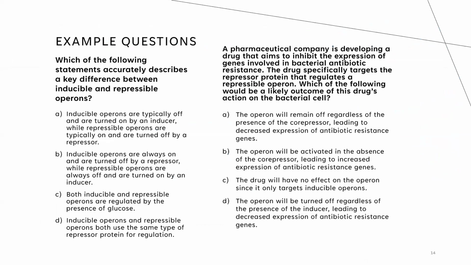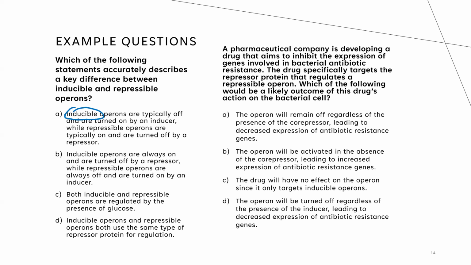So our question for these: which of the following statements accurately describes a key difference between inducible and repressible operons? Let's go through them. In A, we have inducible operons are typically off. I'm sorry. You guys aren't seeing what I'm doing either. And so I keep saying I'm sorry, like you can see it and you can't. Anyways, inducible operons are typically off and are turned on by an inducer.